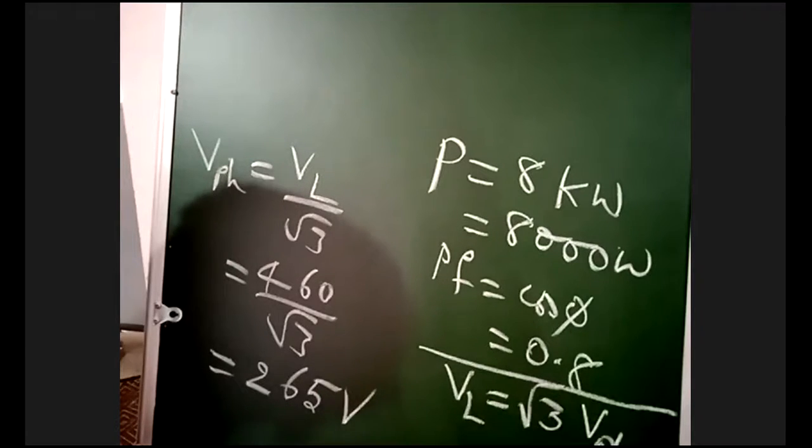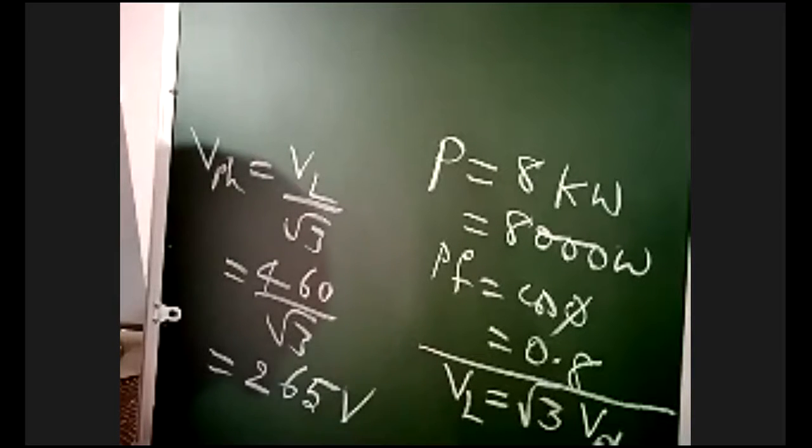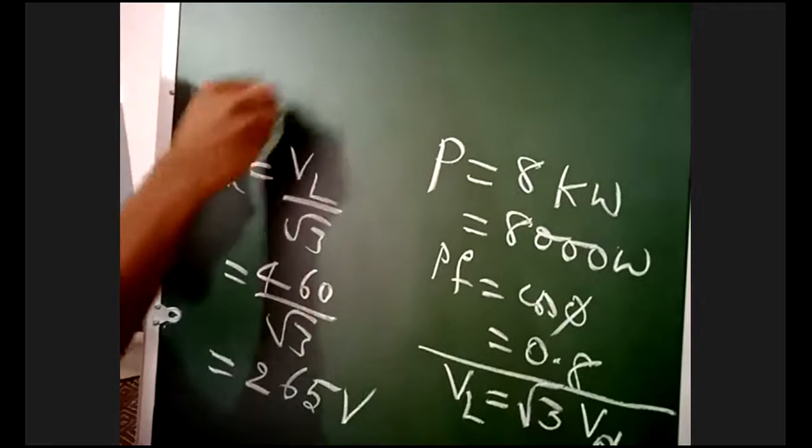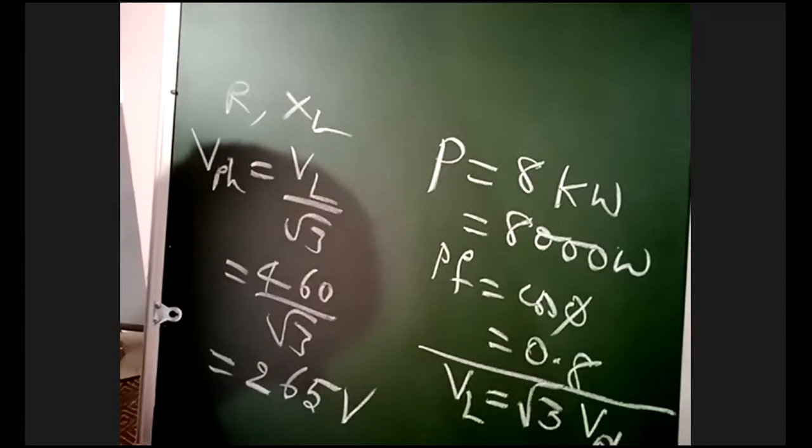Now, in the problem, what is he asking us to determine? Circuit constants. Circuit constants means R and XL. We have to determine R and XL in each phase.